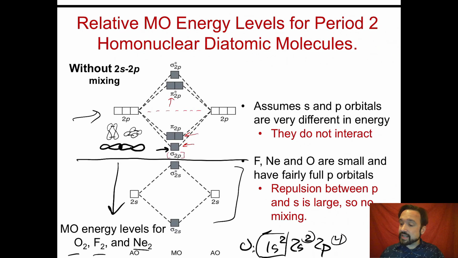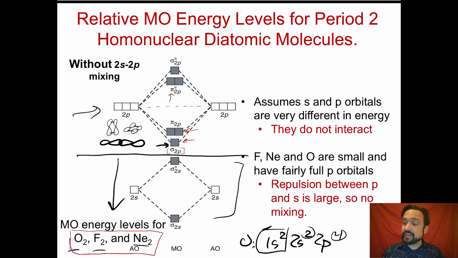So that's going to give us this type of shape. Now note here that we're saying that this is going to be particularly applicable to things like oxygen, fluorine, and neon. That's because for these atoms, they are small, and their s and p orbitals are fairly different in energy. It's because we've got a lot of electron density.